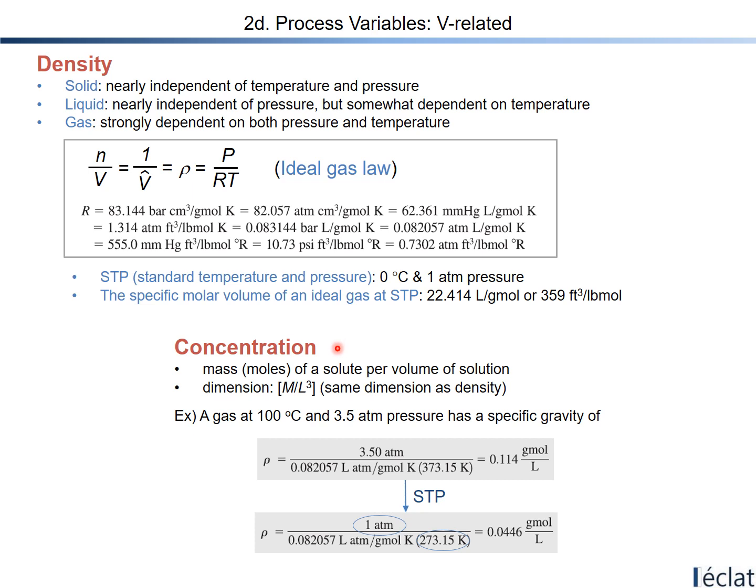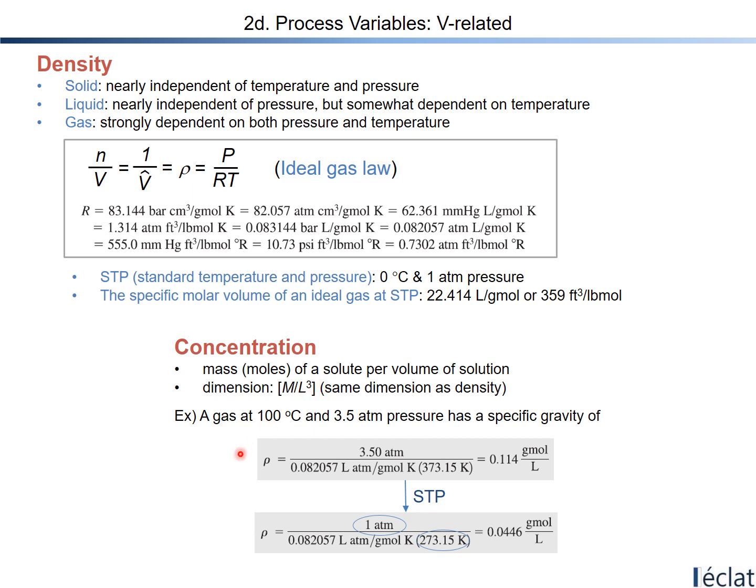We haven't said anything yet about concentration as a volume related process variable. Concentration is the mass of a solute per volume of solution. Solution consists of two things, solute plus solvent. So volume of solution means the total volume of the mixture including solute and solvent. So the unit would be moles per cubic centimeter or something like that.